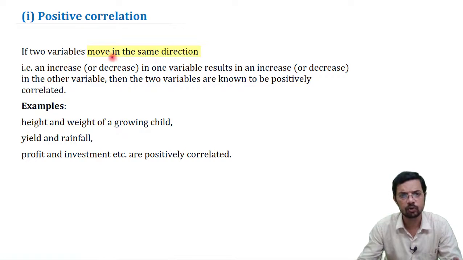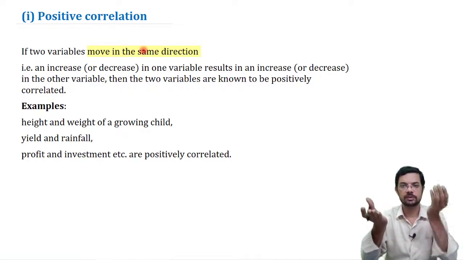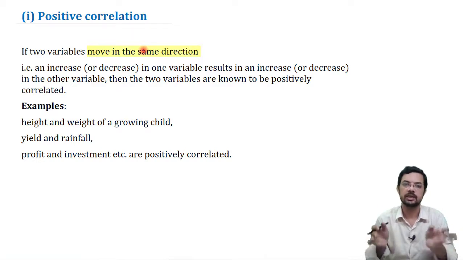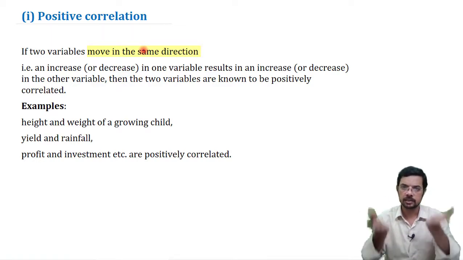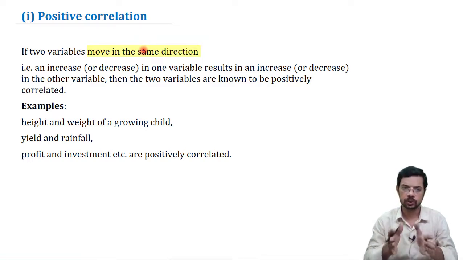If two variables move in the same direction, either when one is increasing, the other is also increasing, or when the first one is decreasing, the second one is also decreasing, in that case we say that they are moving in the same direction. So we say that it is positive correlation.